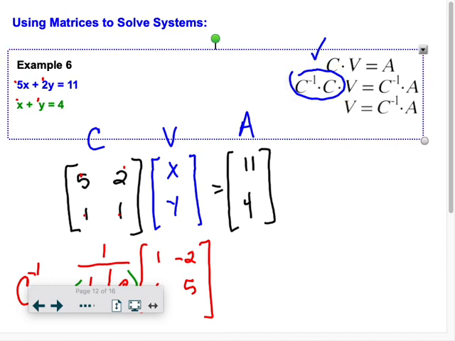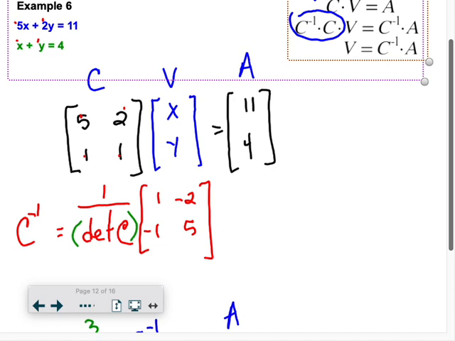So the inverse of C times C is the identity matrix. The identity matrix times V is V itself right here. So then on the right side of the equation, in this middle line here, we multiply the inverse of C to A, okay? And it must be in this order, inverse of C first times A, and then that'll allow us to solve for the variable matrix, right? So the first thing we need to do after we set up our matrix equation is to find the inverse of matrix C.